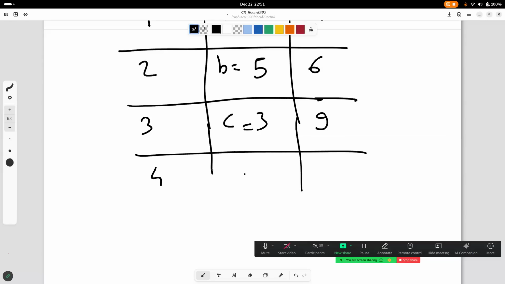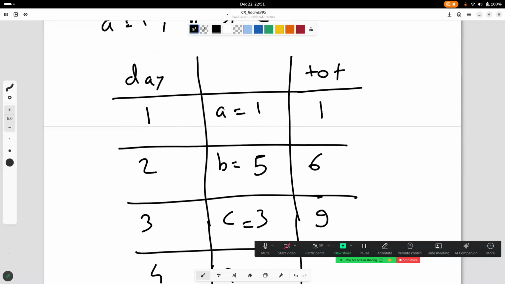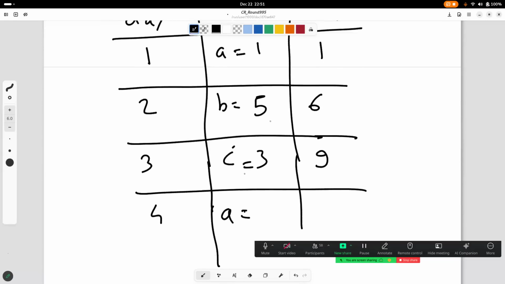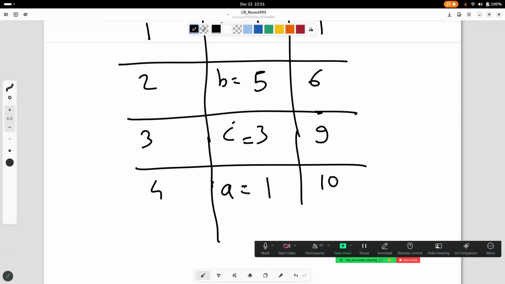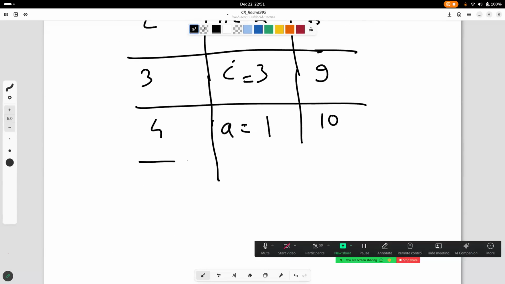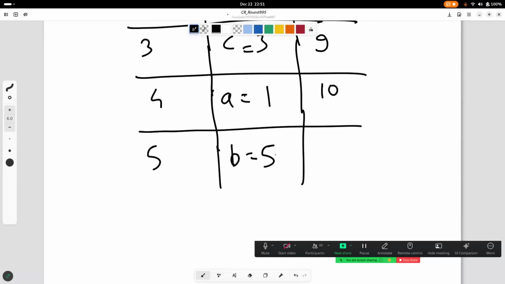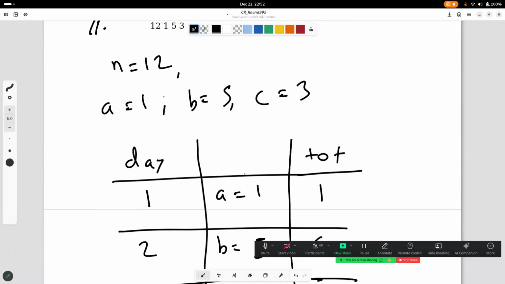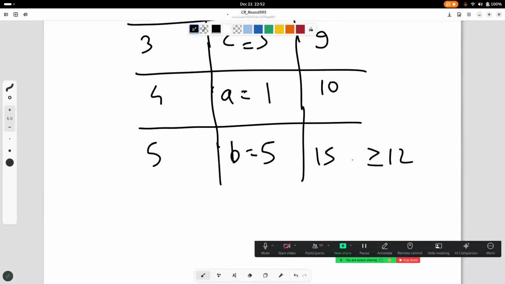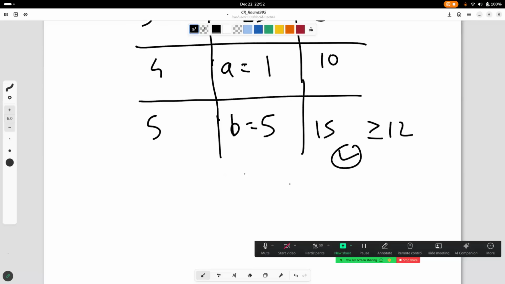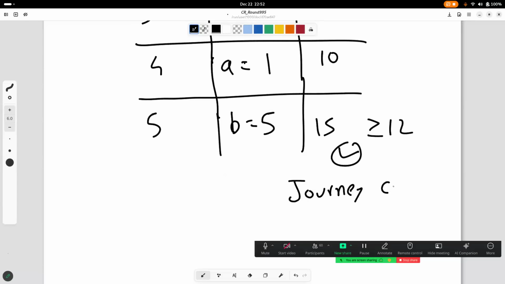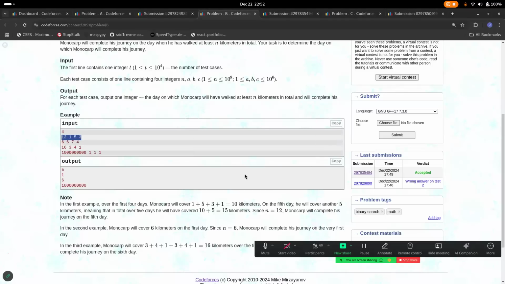On day 4, you would again travel A kilometers. This pattern would go on repeating: A, B, C, A, B, C. So on day 4, you would travel A equal to 1 kilometer. That would be a total of 10 kilometers. You have to reach 12. Now on day 5, you would travel B equal to 5 kilometers, so that would be 15. And as you can see, 15 is greater than or equal to 12. So Monocarp has completed his journey on day 5. So the answer would be 5.